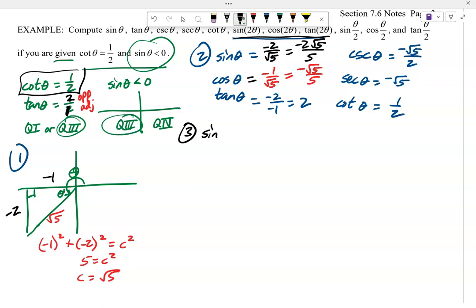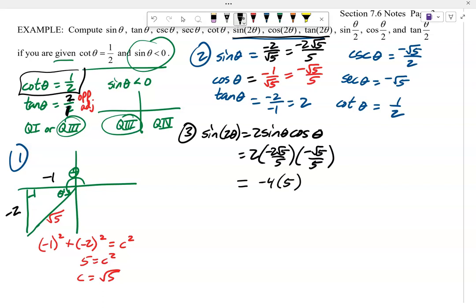So the sine of 2 theta is 2 sine theta cosine theta. So use our formula sheet. We have 2 times the sine of theta, which is -2√5 over 5, times the cosine of theta from up top, which is -√5 over 5. And we keep going here. I got -2 times -1. I got -4. √5 times √5 is just a regular old 5. And on the bottom, 5 times 5, I got 25.